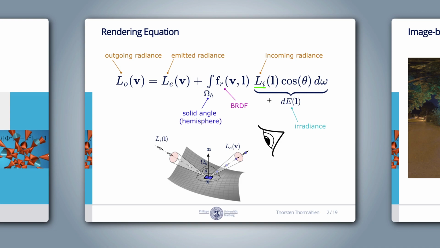Each incoming radiance Li from direction L generates an irradiance contribution dE. Each infinitesimal irradiance contribution dE is multiplied by the BRDF, which is short for bidirectional reflection distribution function. The BRDF defines how much radiance is emitted by the surface patch in direction V if it receives an irradiance contribution from direction L. This way, the BRDF describes the material properties of the surface patch.